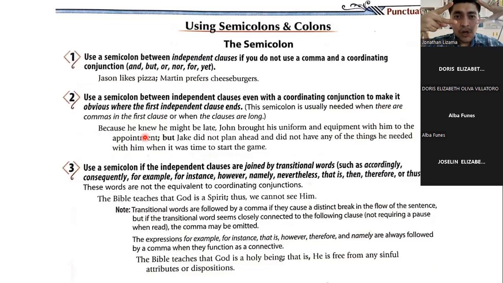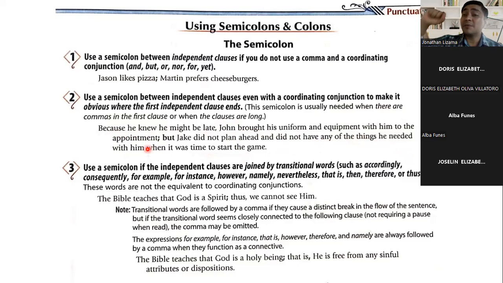Pero si tiene dos, utilice una coordinating conjunction en medio y siempre el punto y coma. ¿Entendimos esa regla? Y si se fijan, because dependent clause. Si comienza con un conector dependiente: because he knew he might be late, John, independent clause, brought his uniform and equipment with him to the appointment.